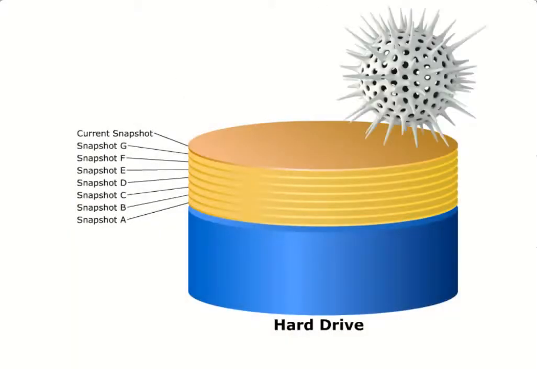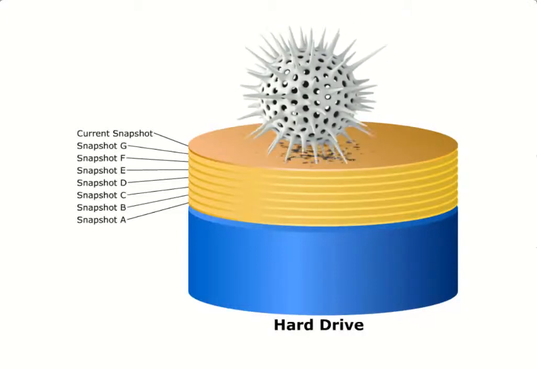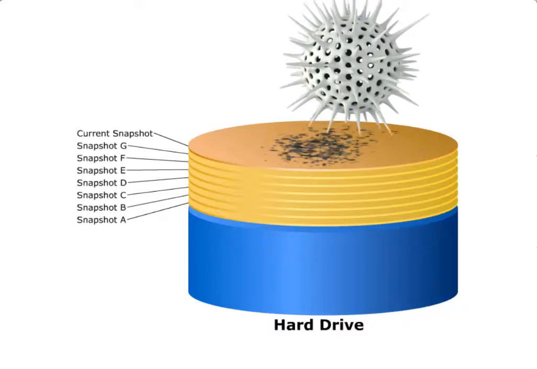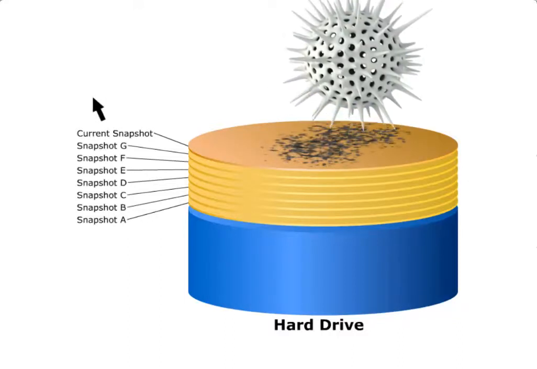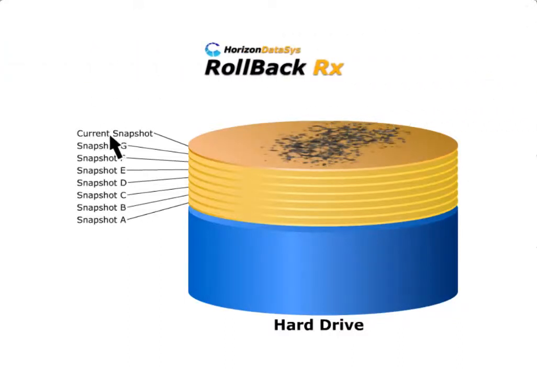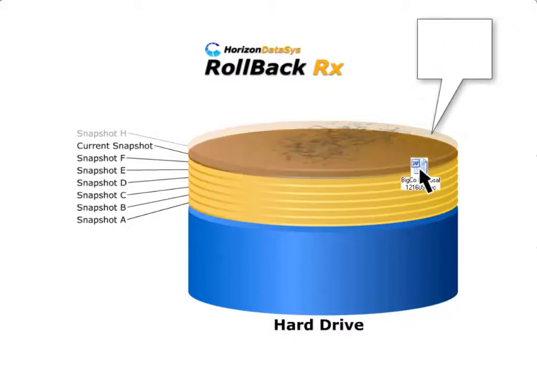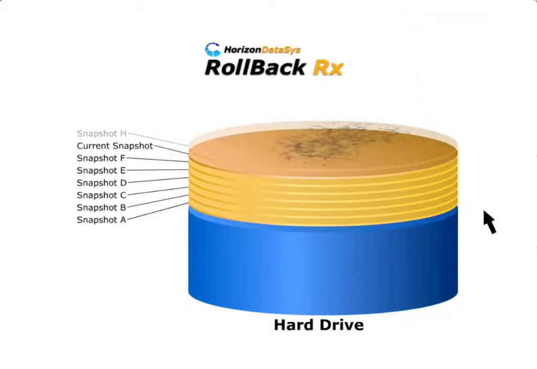Some of the world's most aggressive malware can find ways to completely destroy your Windows operating system, making your PC unusable. With RollBack RX as your first layer of defense, you are protected from such disasters. And unlike other solutions, RollBack RX is fully functional even if Windows can't boot up, enabling you to quickly restore your PC without losing any of your important files.